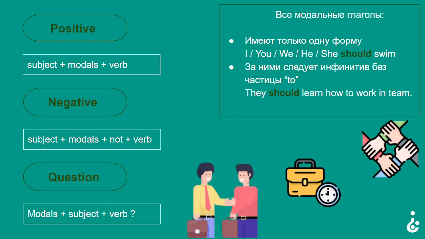Positive structure: subject plus modal plus verb. Negative structure: subject plus modal plus not plus verb. Question: modal plus subject plus verb. Все модальные глаголы имеют только одну форму. I, you, we, he, she should swim. За ними следует инфинитив без частицы to всегда. They should learn how to walk in a team.